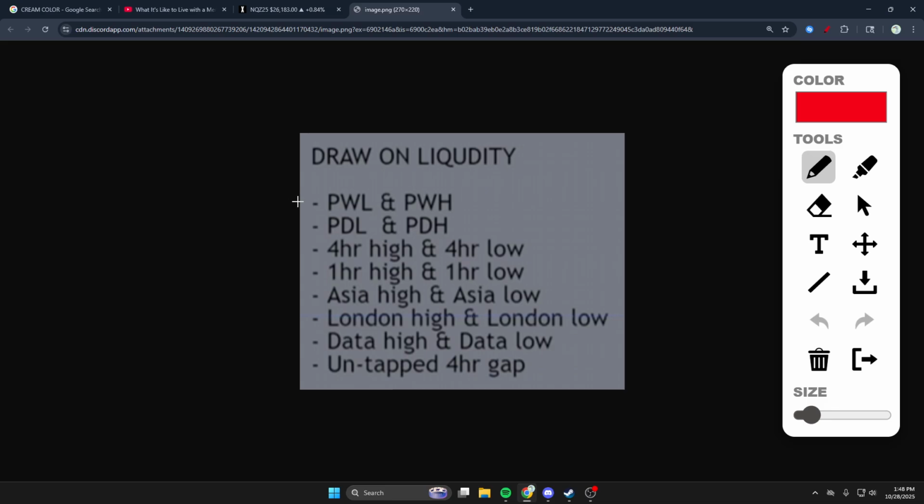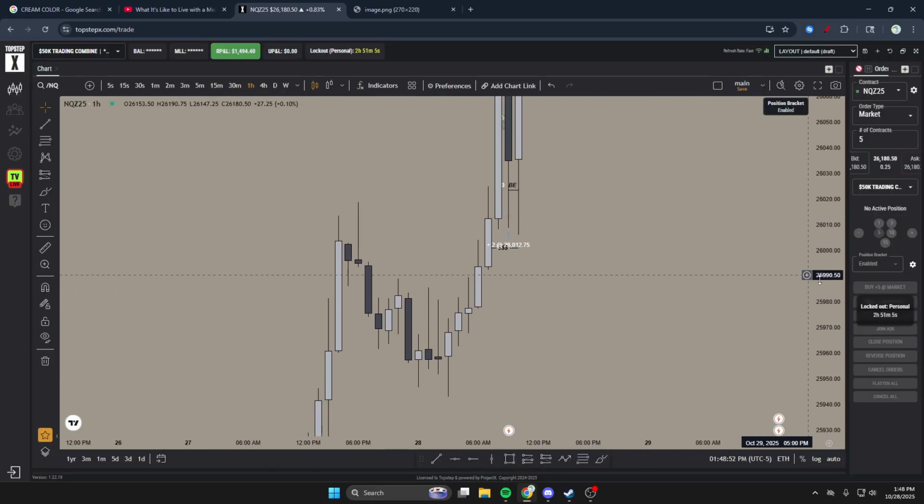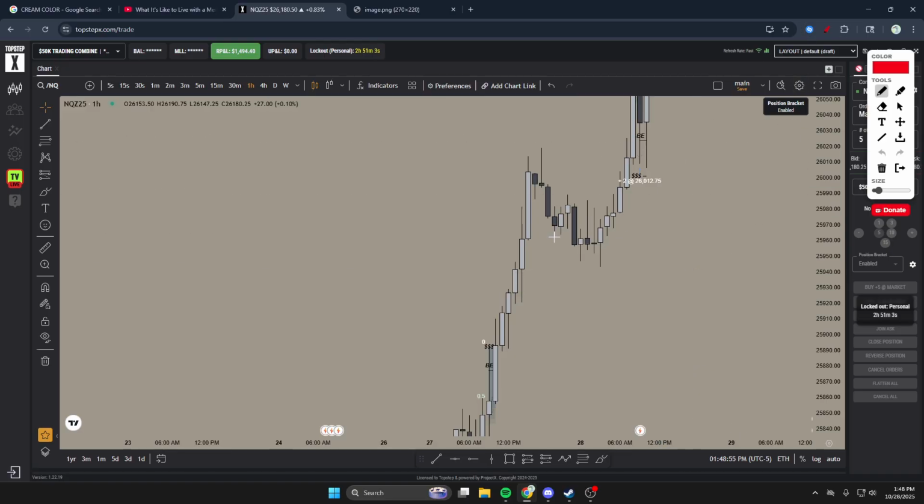Previous week highs, previous week lows. Then you have your previous day high, previous day lows. Then you have your 4 hour highs and lows, your 1 hour highs and lows. And I don't really like doing 4 hour highs and lows just off of like, shoot, I did not mean to do that. Just like you have a low or something.